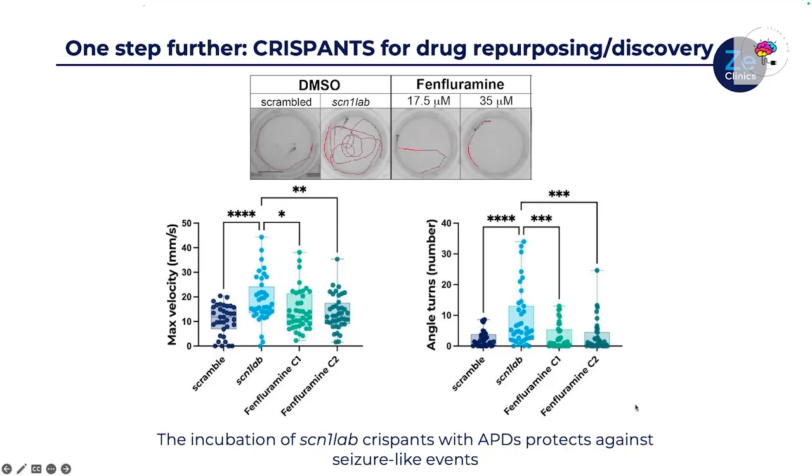And this is just an example that I'm showing you, but we can potentially treat with a huge battery of compounds our crispants of this gene or of different genes.